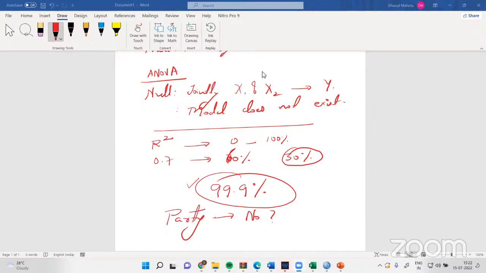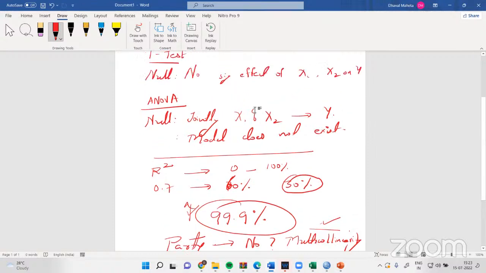In which scenario will you get 99.9%? Come on, tell me. Two friends have got together and their power has increased. This problem will arise in multicollinearity. As soon as your R square overshoots and reaches 99.9%, you should get a warning immediately that there are two variables which have a problem of being correlated.